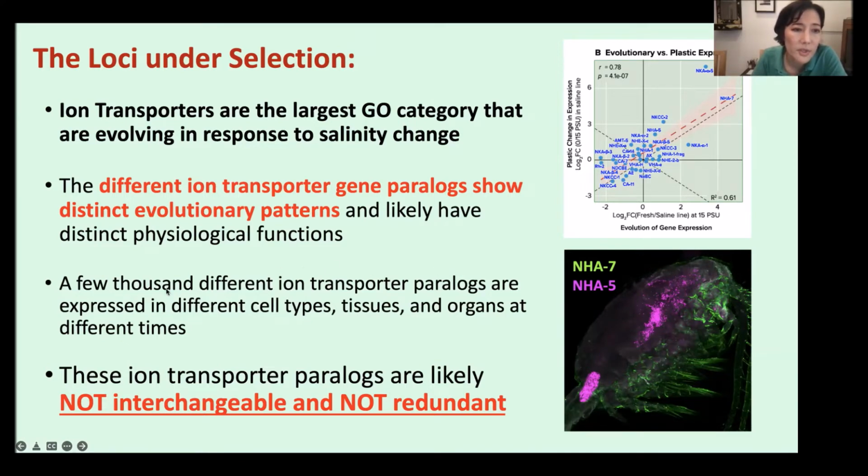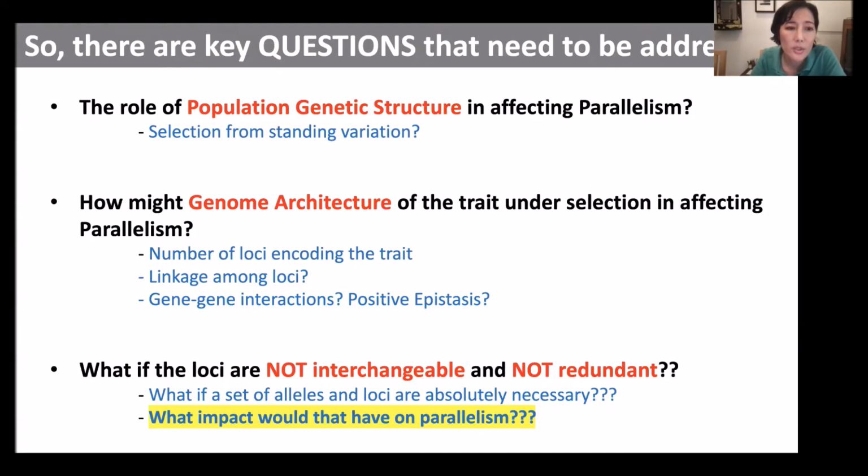And one thing I'd like to emphasize is a few thousand different ion transporter paralogs are expressed in different cell types, different tissues, and different organs at different times and under different conditions. So these ion transporter paralogs are likely not interchangeable, and likely they are not redundant. So the question then was, what if the loci are not interchangeable and not redundant? What if a set of alleles and loci are absolutely necessary for freshwater adaptation? What impact would that have on the levels of parallelism that we witness?